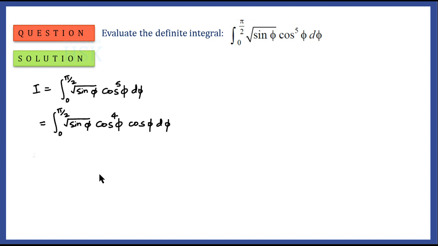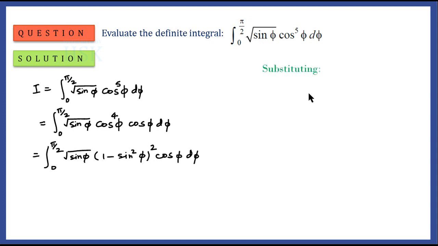And further I've considered that cos phi to the power of 4 is equal to cos square phi whole to the power of 2, and cos square phi can be written as 1 minus sin square phi and whole square as it is. So this cos phi to the power of 4 is written as 1 minus sin square phi whole square. Now next I can substitute sin phi as equal to t. When I substitute sin phi is equal to t and differentiate with respect to phi, I get cos phi d phi as equal to dt.